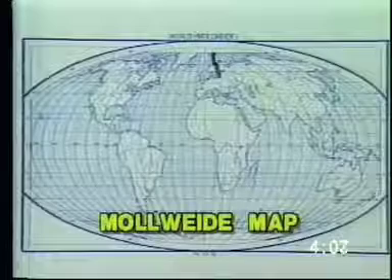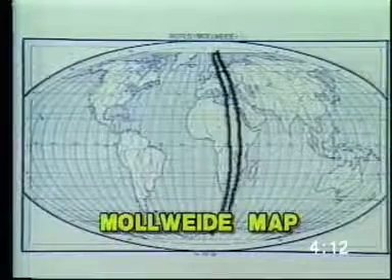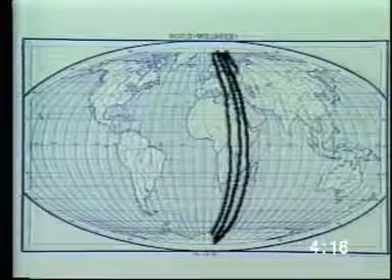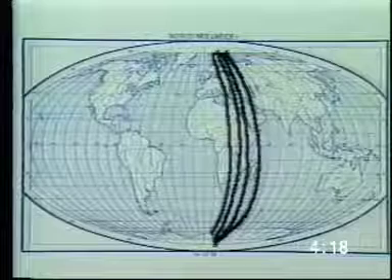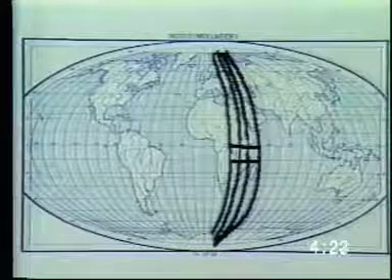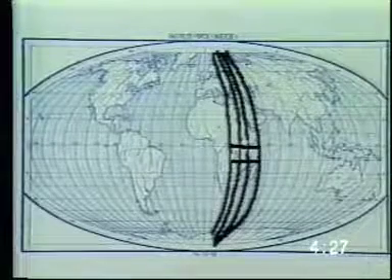A Mollweide map is an equal area map. This means that the land areas are shown correctly. On such a map, each area bordered by two parallels, or lines of latitude, and two meridians, or lines of longitude, is equal in area to any other area or block on the map.